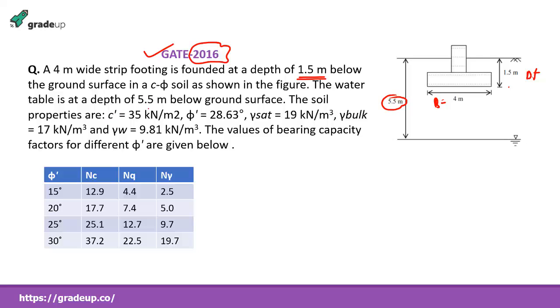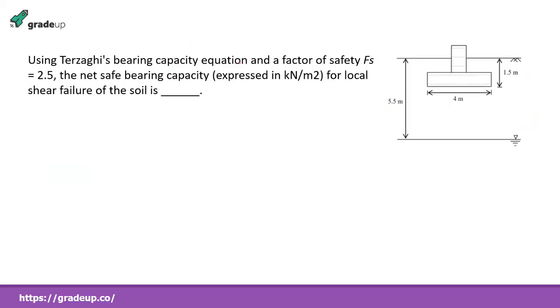The soil properties are C dash equal to 35 kN per meter square. Cohesion value is given as 35 kN per meter square. Angle of internal friction is given as 28.63 degree. And the saturated unit weight you have is 19 kN per meter cube, and the bulk unit weight above is 17 kN per meter cube. And unit weight of water is given as 9.81 kN per meter cube. The values of bearing capacity factors for different phi are given below. You have Nc, Nq and N gamma, the bearing capacity factors of Terzaghi. Now what you have to find is, using Terzaghi bearing capacity equation and a factor of safety of 2.5. Factor of safety also is given.